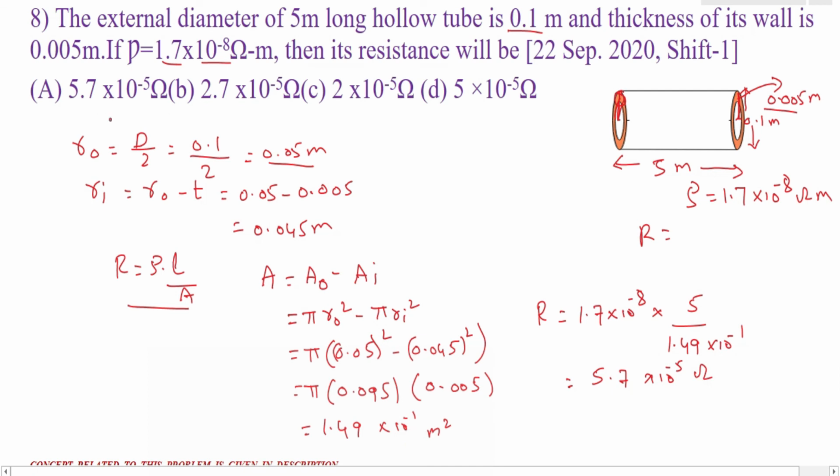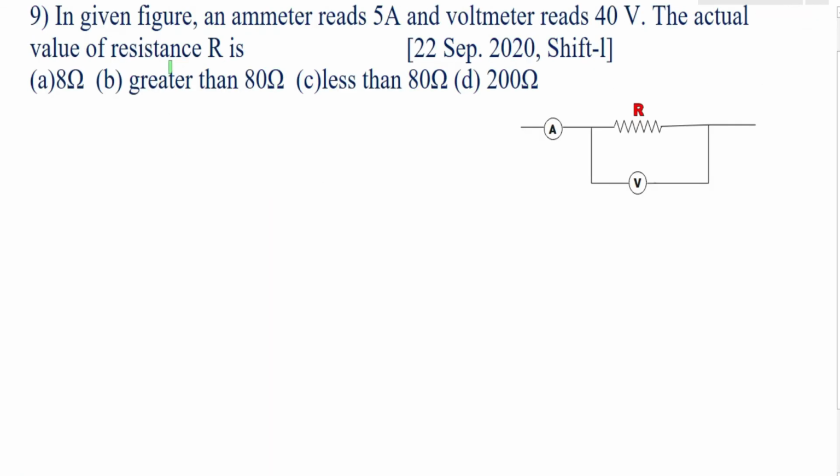Now let us move to our next sum. Our next sum is, in given figure, an ammeter reads 5 amperes and voltmeter reads 40 volts. The actual value of the resistance is, okay, so this is a given figure where you have ammeter, where you have voltmeter and where you have resistance. This ammeter is reading a current of 5 ampere and this voltmeter is measuring a potential of 40 volts. Now you have to calculate the value of resistance of this resistor.